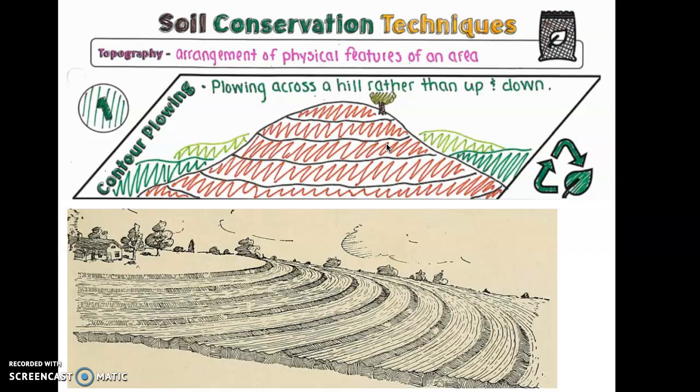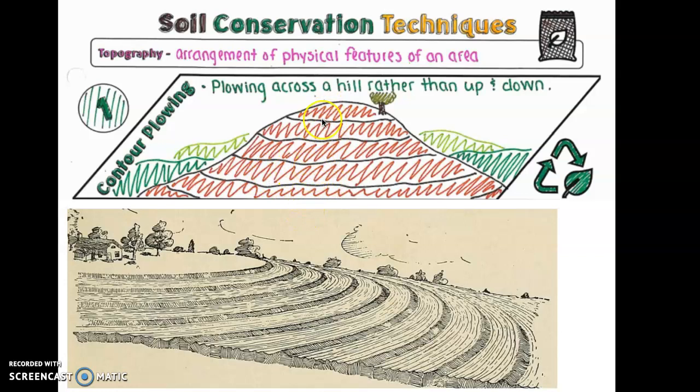One of the very first ways that farmers have tried to conserve soil is called contour plowing. Contour plowing is plowing across a hill rather than up and down. So instead of going up and down with my fields, we are going across it and in circles like this. This helps to decrease erosion. The plant roots stabilize the soil.